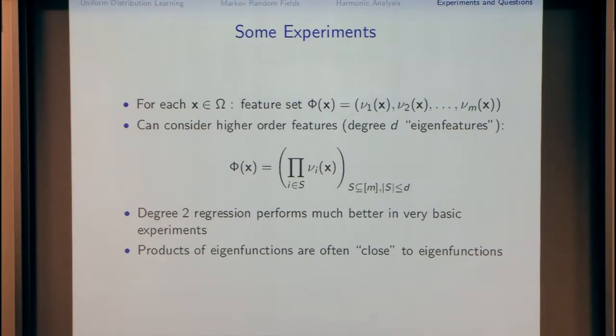And we suspect that the reason why this is happening is that these eigenvectors that we find, products of them are in many cases close to being eigenvectors themselves. So in some sense, this higher degree expansion is finding something that's close to more eigenvectors that we didn't originally have. Right.